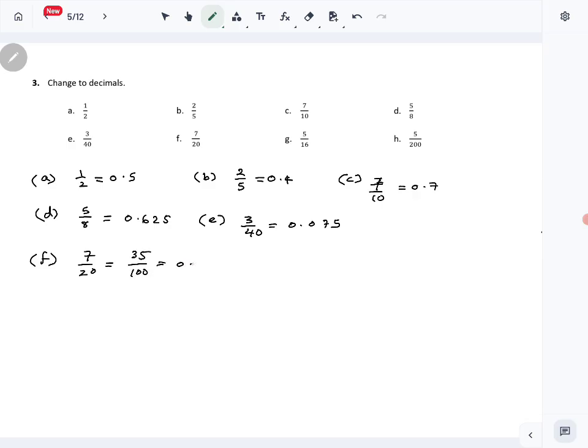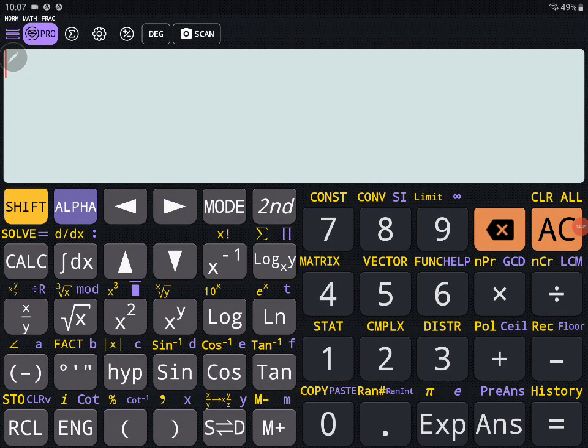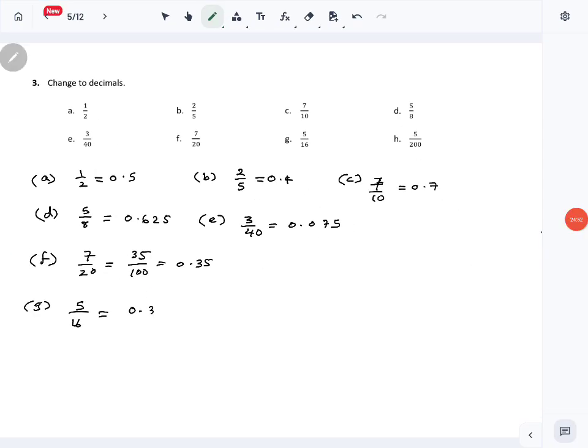Then the next one, 7/20, which is what? 35/100. So 0.35. Next one, 5/16. That one, let's check with the calculator. 5 divided by 16. 0.3125. Then last one, 5/200. This one we can do by hand. 25/1000. So then 0.025, right? So either use long division, or the easy method is just use the calculator to change these fractions to decimals, right?